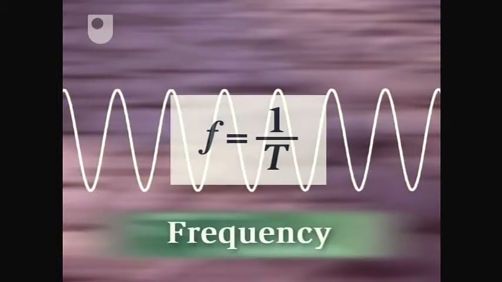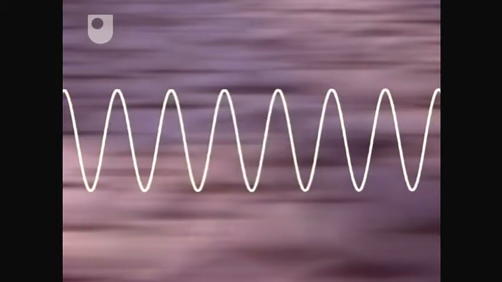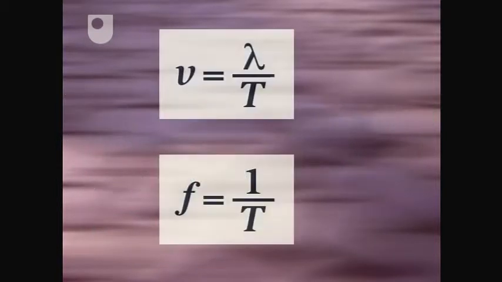The number of cycles passing any point per second is known as the frequency, and it's equal to the reciprocal of the period. f equals 1 over T. If the period is 2 seconds, the frequency must be half a cycle per second, and so on. So you now have two relationships that are true for all waves. Speed equals wavelength over period, and frequency equals 1 over period.